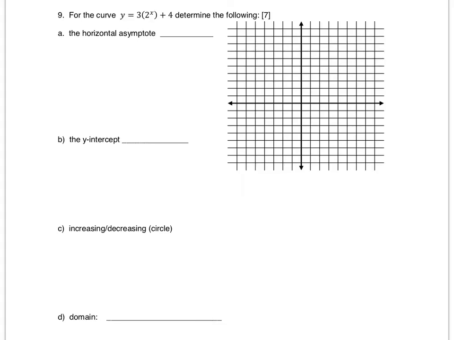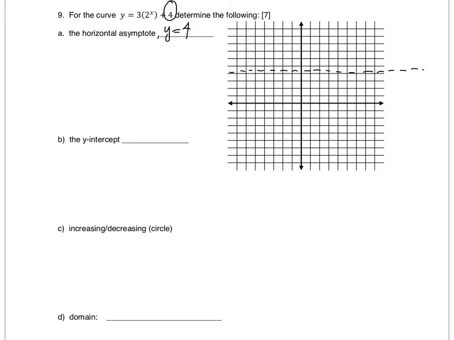The next question is, we have a function y equal 3 times 2 exponent x plus 4. We are supposed to find the following. 1. The horizontal asymptote. We know that the horizontal asymptote is a constant here, so we say the horizontal asymptote is y is equal to 4. So this means that the horizontal asymptote is going to be a line like this one.